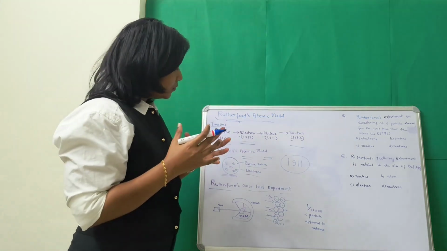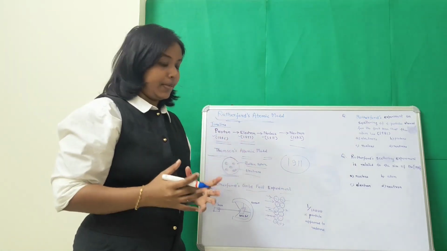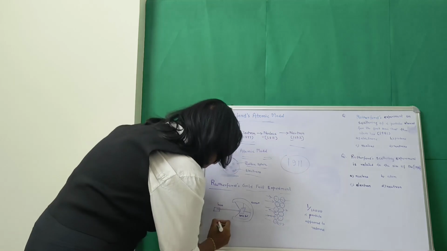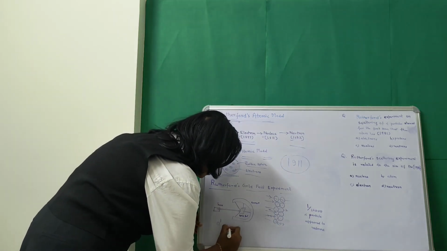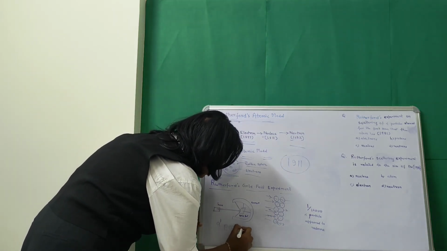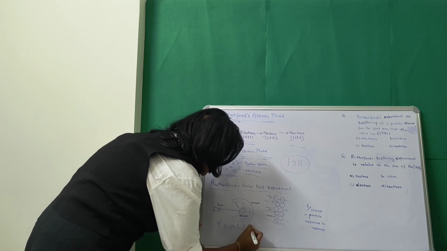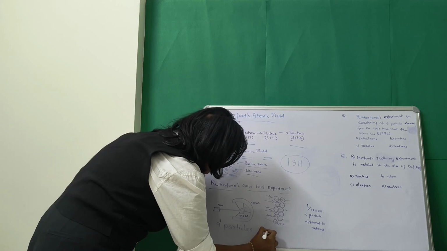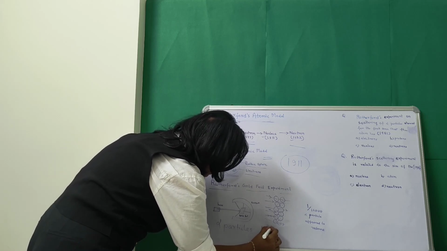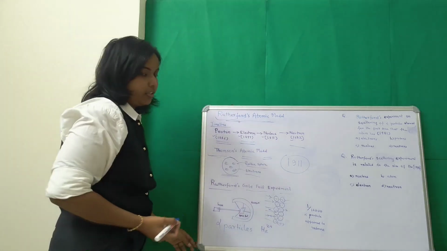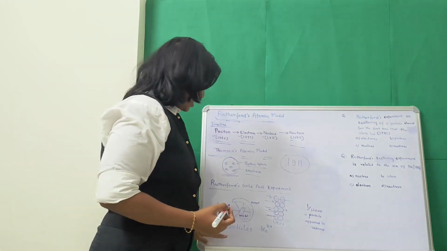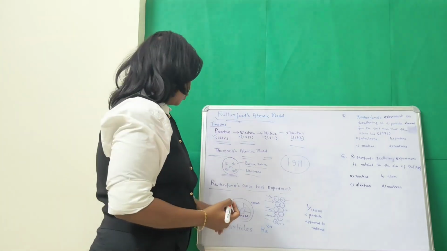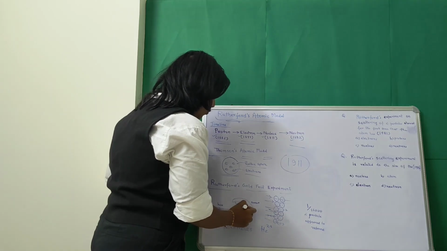He conducted an experiment where alpha particles were used. What are alpha particles? These are doubly positively charged helium ions, He2+. So these are the alpha particles. A ray of alpha particles was used to bombard the gold foil.